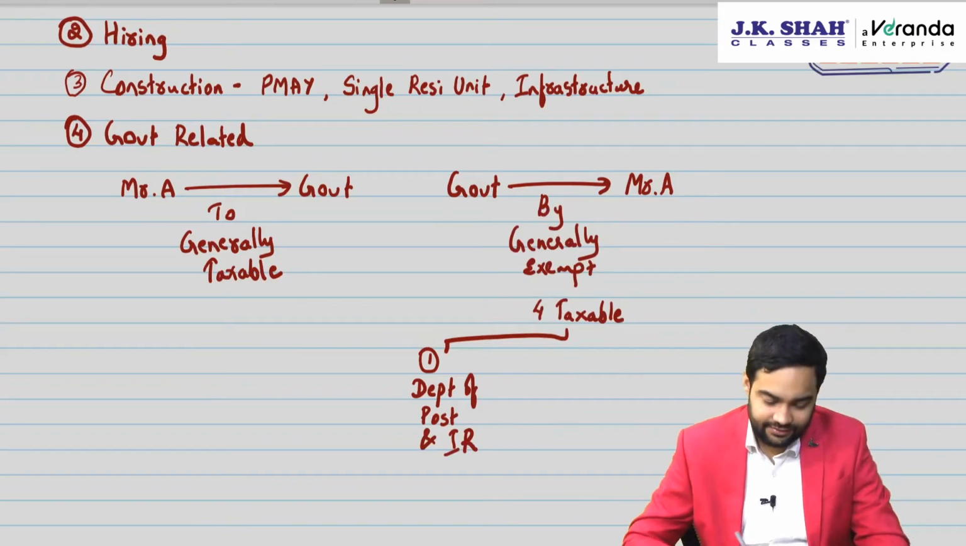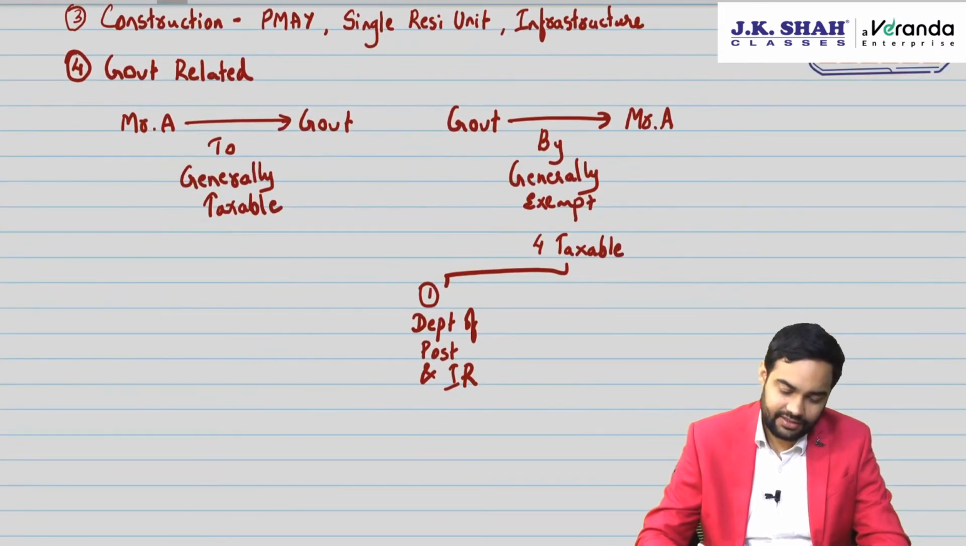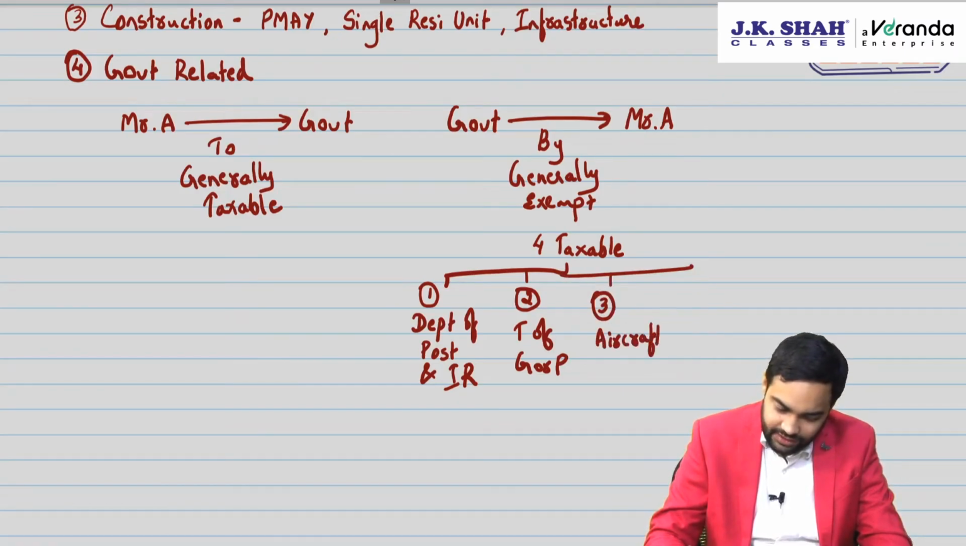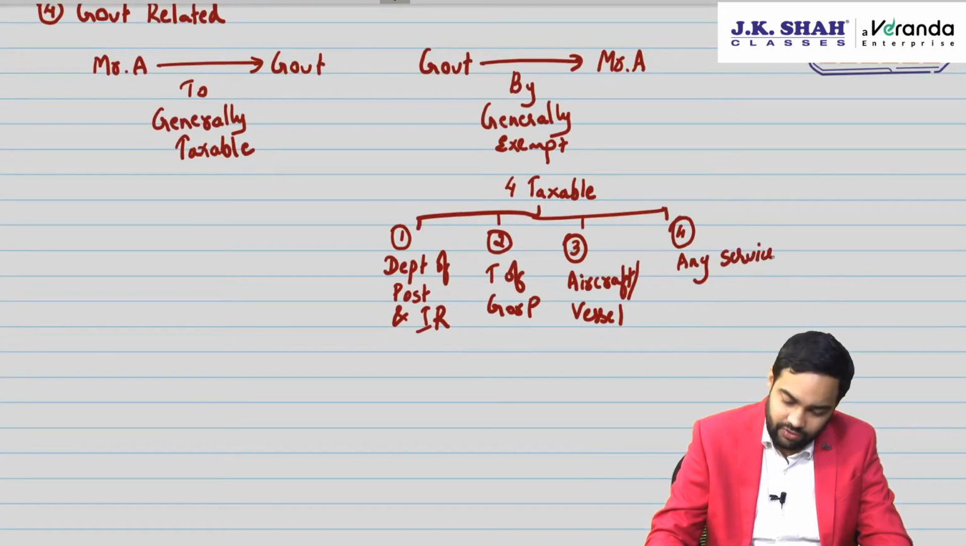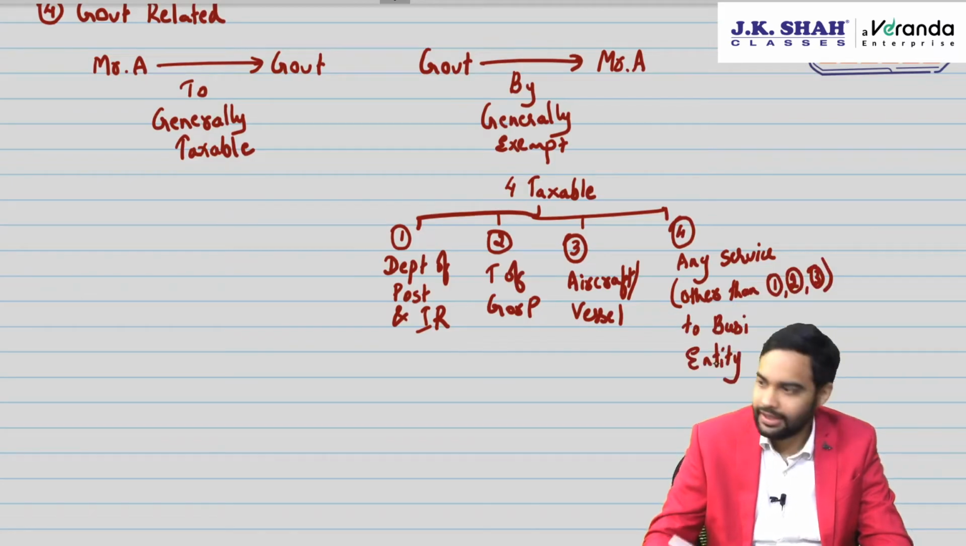So any service provided by Department of Post or Indian Railways will be covered under taxability. Second, transportation of goods or passengers provided by government. Third, any service in relation to aircraft or vessel, whether inside or outside the port or aircraft. And last one is any service other than 1, 2, 3 provided to a business entity.